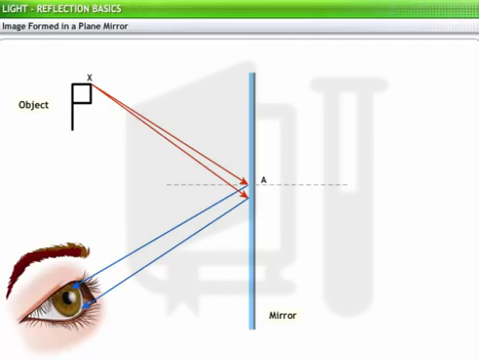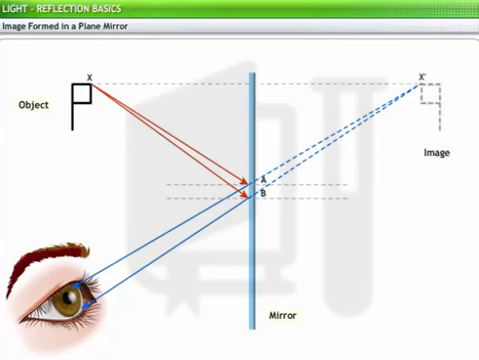From the same point X on the object, another light ray is incident on the mirror at point B, and the reflected ray travels to the eye. The two reflected rays from A and B are divergent. When extended beyond the mirror, these rays meet at X dash. Thus, the image of the point X on the object is formed at X dash.